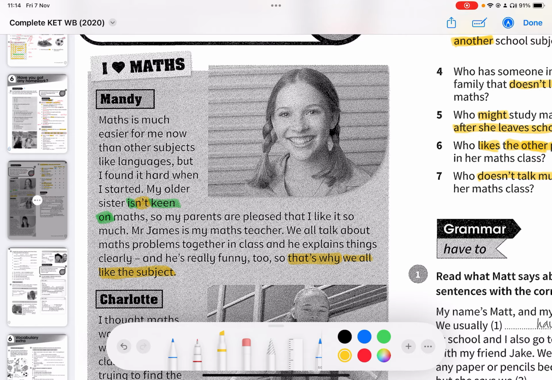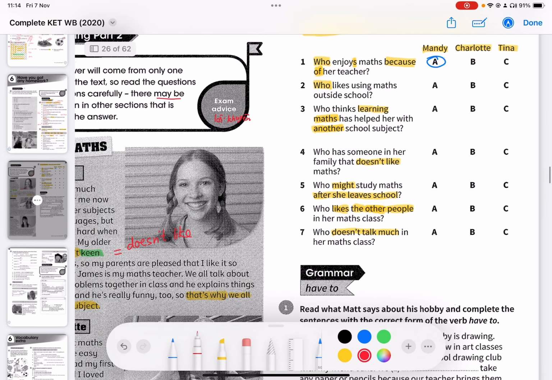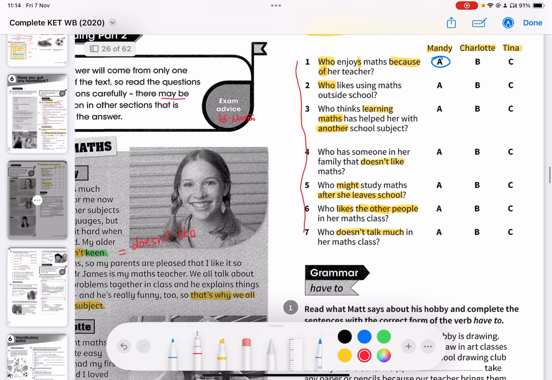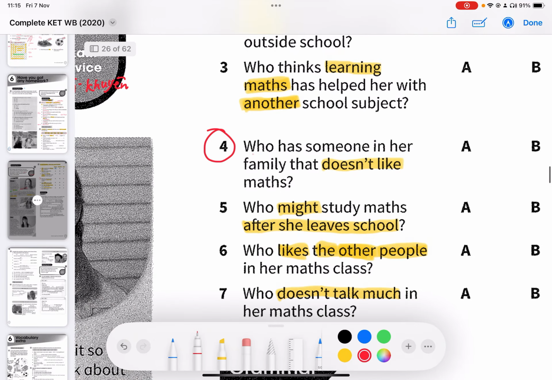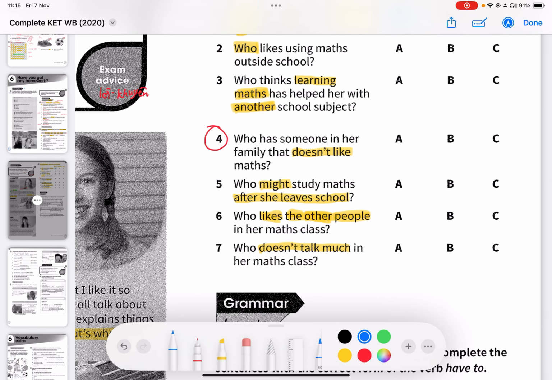Oh, we have something about family member and doesn't like. Remember? So isn't keen on means doesn't like. Which one is that? Does anyone remember? Which one is in here from number 1 to number 7? Which one? Yes, you're right. It's number 4. We've got who has someone in her family that doesn't like maths. So we found doesn't like, it is Mandy. Good job. Okay. Now let's move on.